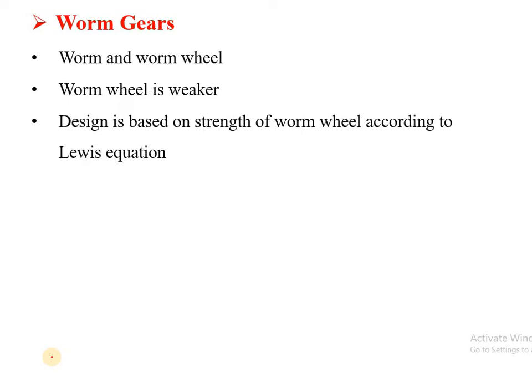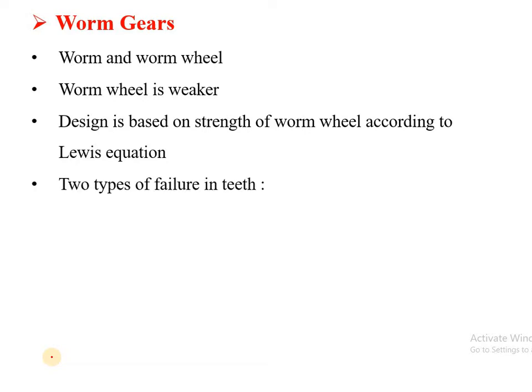So first we'll talk about worm gears. It has a pair of worm and worm wheel. Worm is a threaded screw and worm wheel is a toothed gear. So threads and teeth: comparing these two, threads are stronger than the teeth. So worm wheel is considered the weaker part. As we know, we design based on the weakest section. So design is based on the strength of worm wheel according to the Lewis equation. Lewis is the scientist who gave the design of spur, helical, bevel and worm gears.